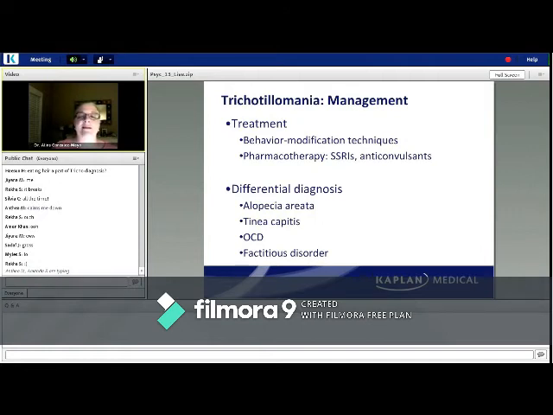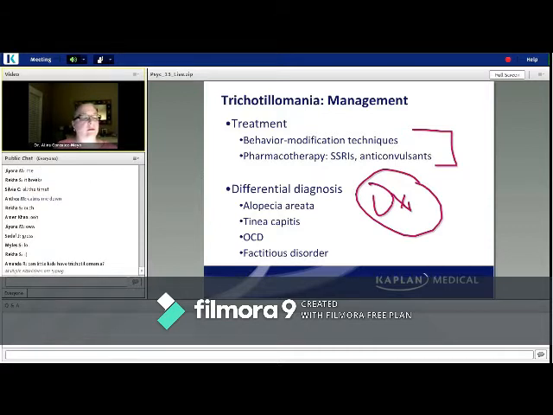And again, none of this is going to appear. This is just a diagnosis question. So any questions on these things? Can little kids have trichotillomania? Anybody can have trichotillomania.